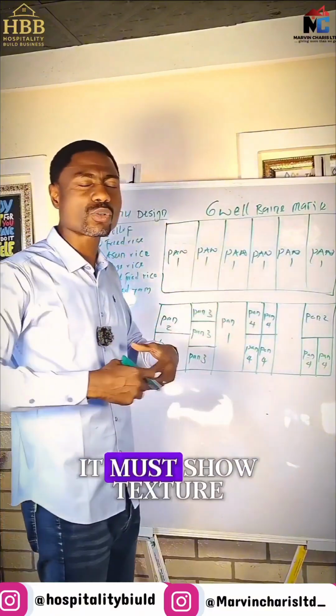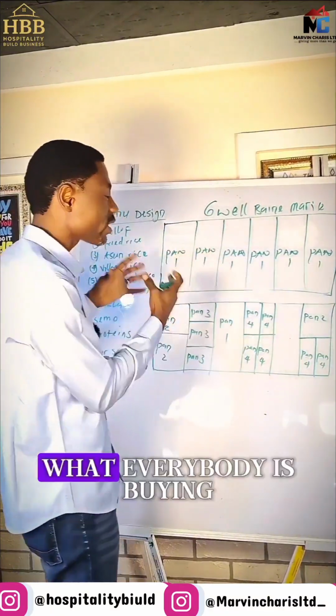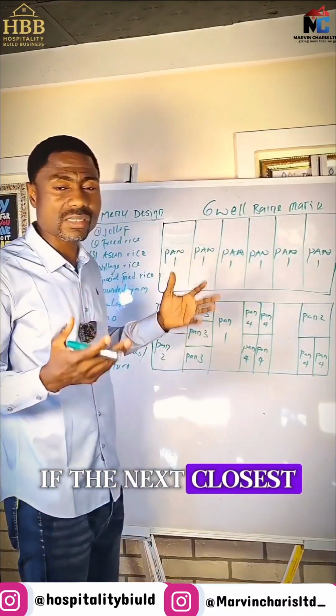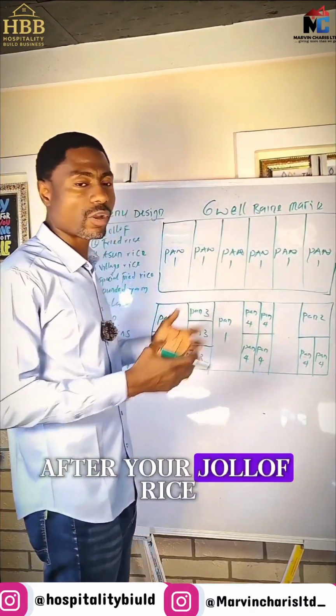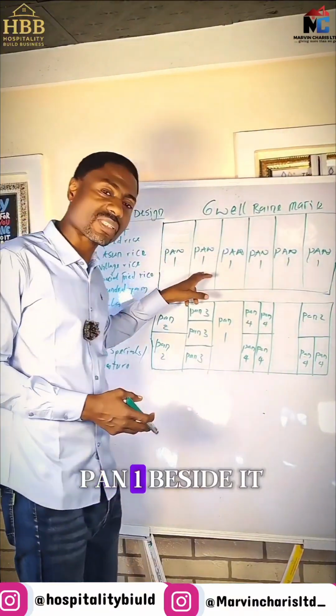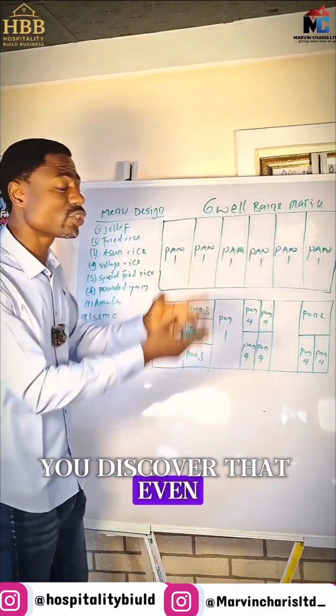It must show class, it must show texture, it must be colorful, it must be beautiful to see. And it must show that this thing is what everybody is buying. You provide a pan 1 for that. If the next closest item that sells very well after your jollof rice is your fried rice, you may want to use the same pan 1 for that, then you have another pan 1 beside it, and so on and so forth.